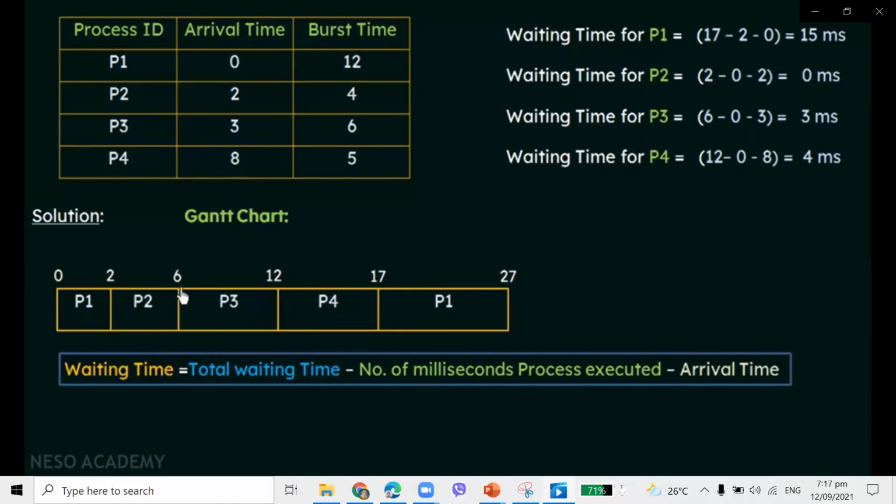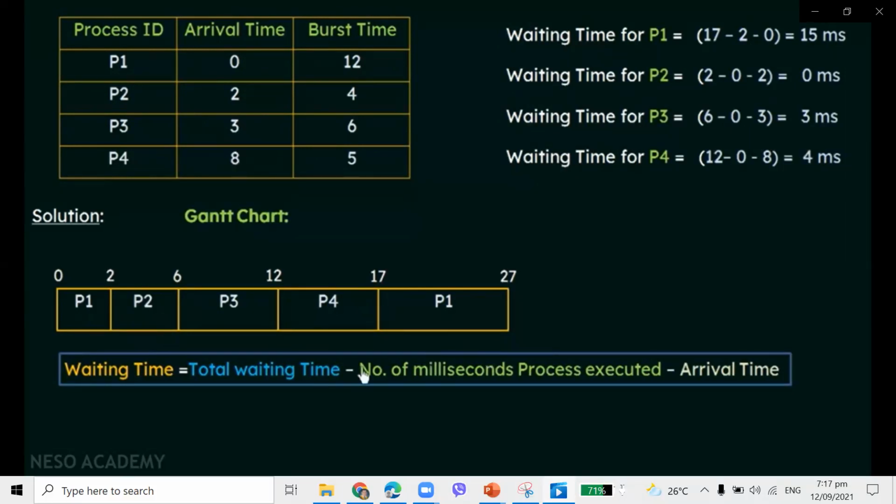P3 got the CPU at the 6th millisecond. So the total waiting time for P3 is 6 milliseconds minus the number of milliseconds it executed prior to that. We don't have P3 before, so that is also 0. And then the arrival time of P3, that is 3 milliseconds. So 6 minus 0 minus 3 is 3 milliseconds.